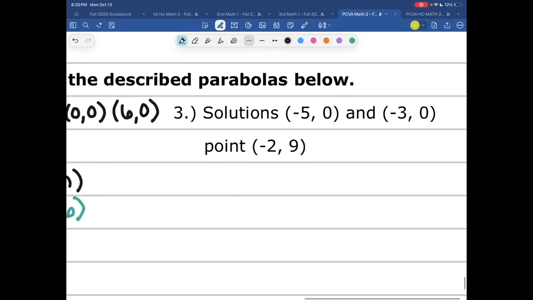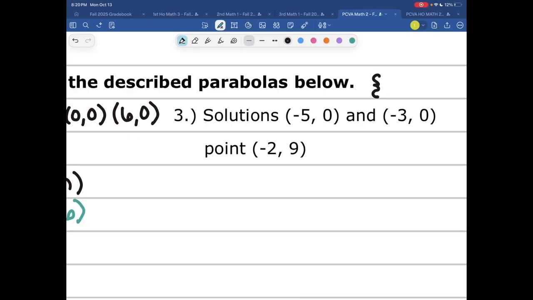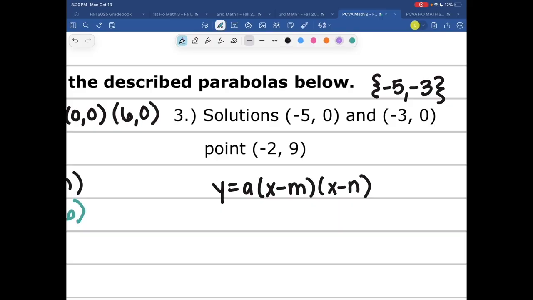All right, so this last example, obviously it's formatted where they actually give you the solutions. Again, they could format it where they did the set notation and just list what the solutions are or the x-intercepts. All right, so we have Y equals A times X minus M, and then we have X minus N. All right, so we know that this is my X and my Y. We'll call this M and this one N. So we're going to substitute those values in. We're going to say that the Y is 9. We're solving for A. My X is -2, and this is minus -5. My X is -2 again, minus my N, which is -3.